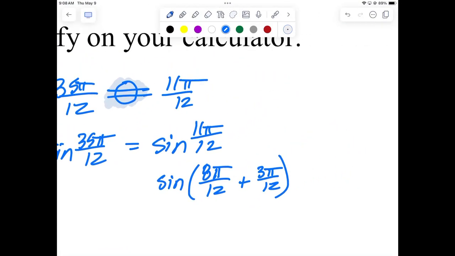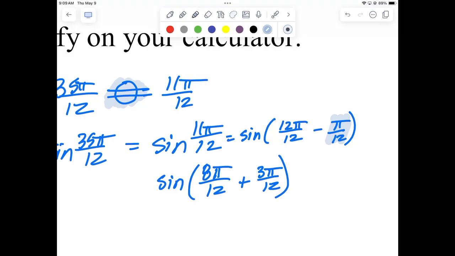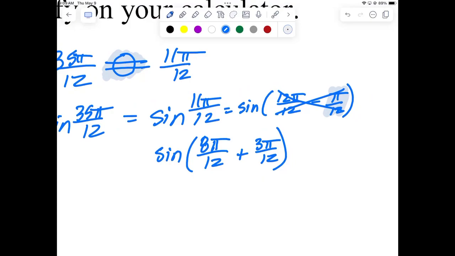Now, why can't we use 12 and 1? If I do 12 pi twelfths minus 1 pi twelfths, 12 pi twelfths simplifies down to pi, which is okay. But do I know what sine of pi twelfths is? No, I don't, so that's not a good choice. But 8 and 3, those add up to 11.